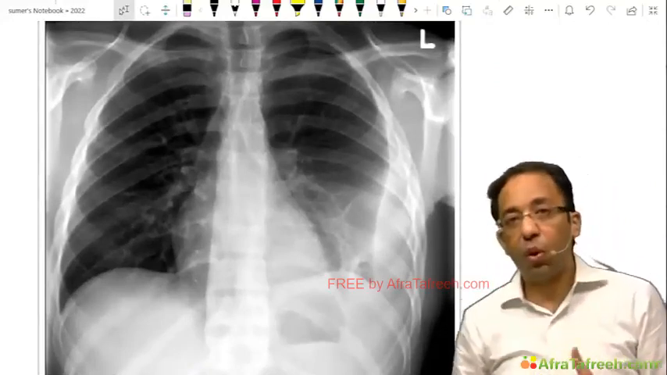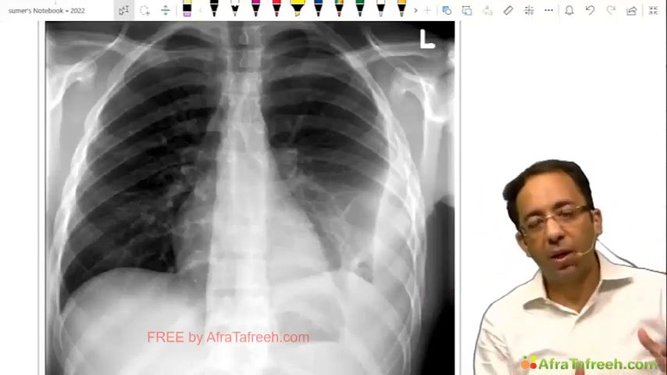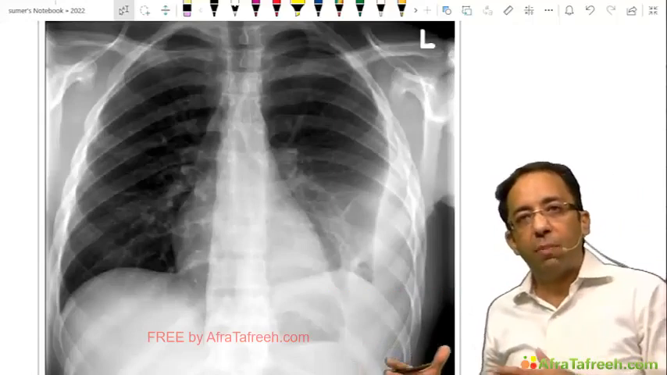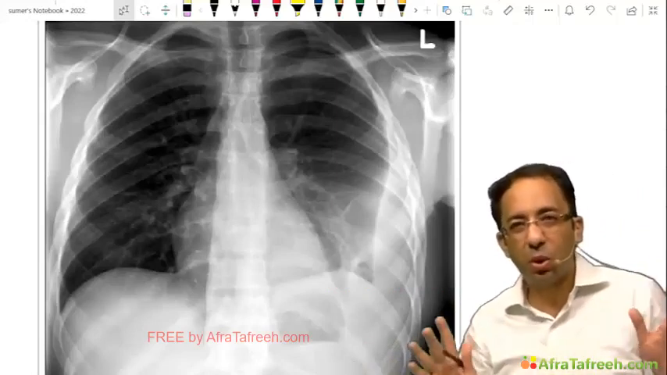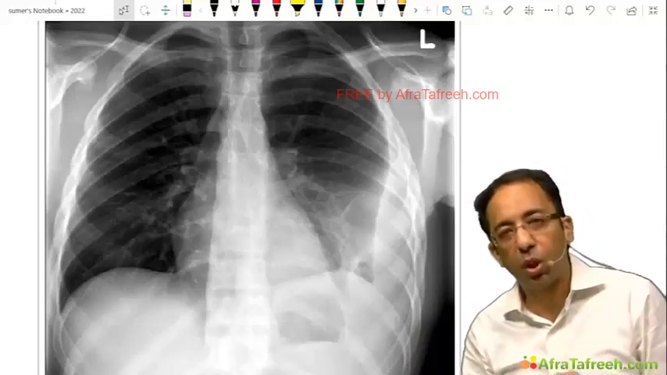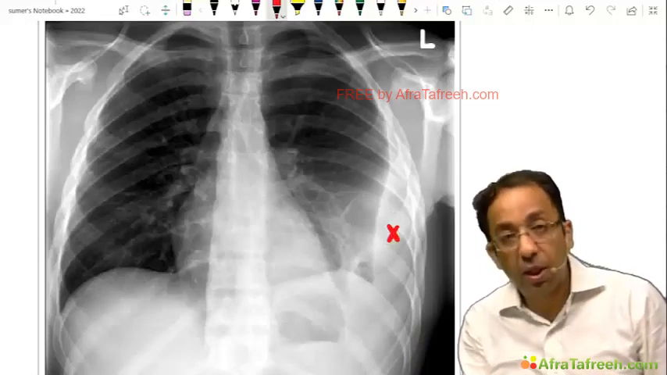Now, a student is saying, sir, water will be white. Definitely. On an X-ray, air will be black, bones will be very white, but if you have any disease in the lung, it will look white. Okay, I'll explain to you. Just give me 1 second. Water will be white. Water is opaque. Okay. Now, do you see there is an opacity sitting here?